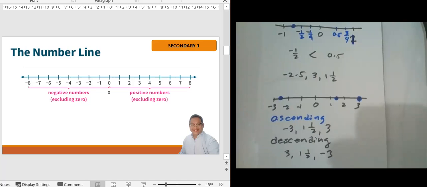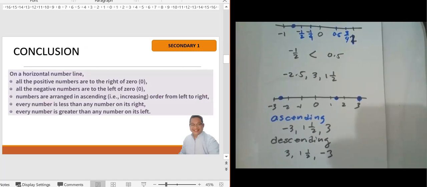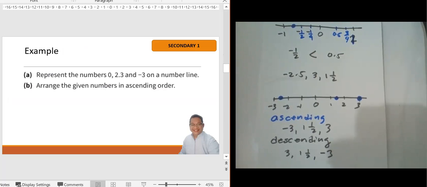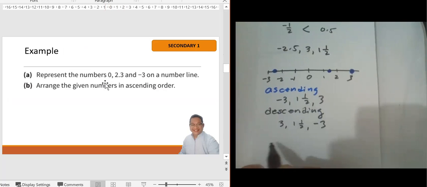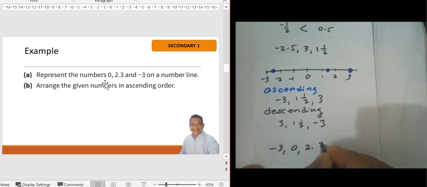Now let's try to have some examples here. Okay, this is the conclusion, all right, based on what we have discussed. Now, all right, so this will represent the number line. We have drawn that one, the number line. Okay, you can actually do that one. Arrange the given numbers in ascending order. So therefore, that's actually -3, 0, and 2.3.